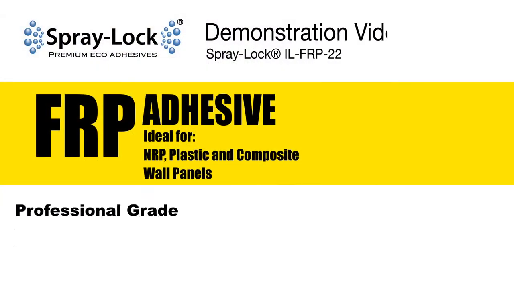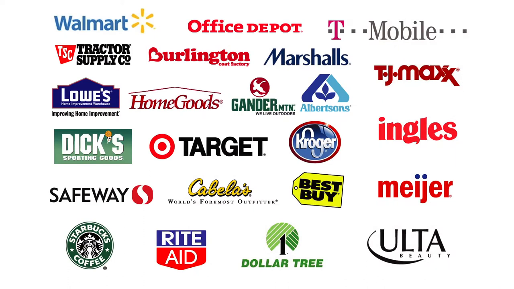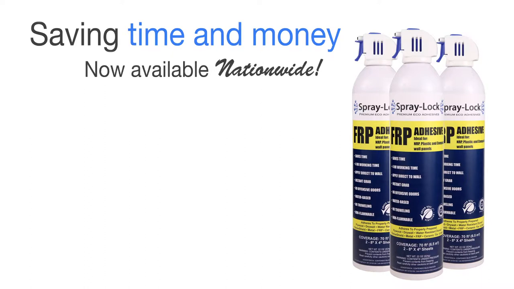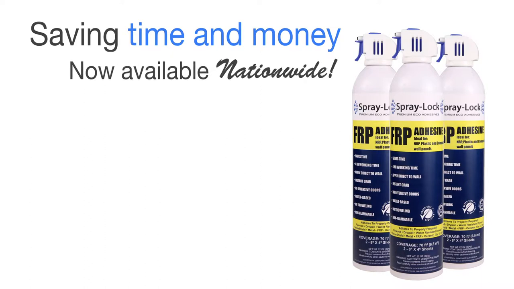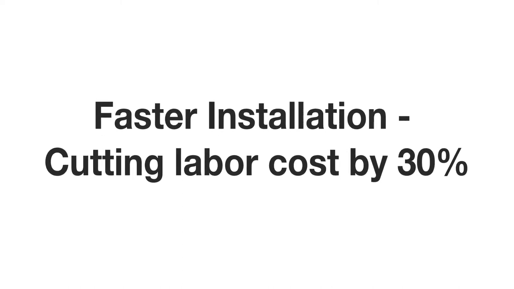Spraylock FRP adhesive is proven in over 8 million square feet of warranted wall panel installation in the largest commercial environment across the U.S. This proven technology saves time and money and is now available nationwide, offering faster installation, cutting labor costs by at least 30%.